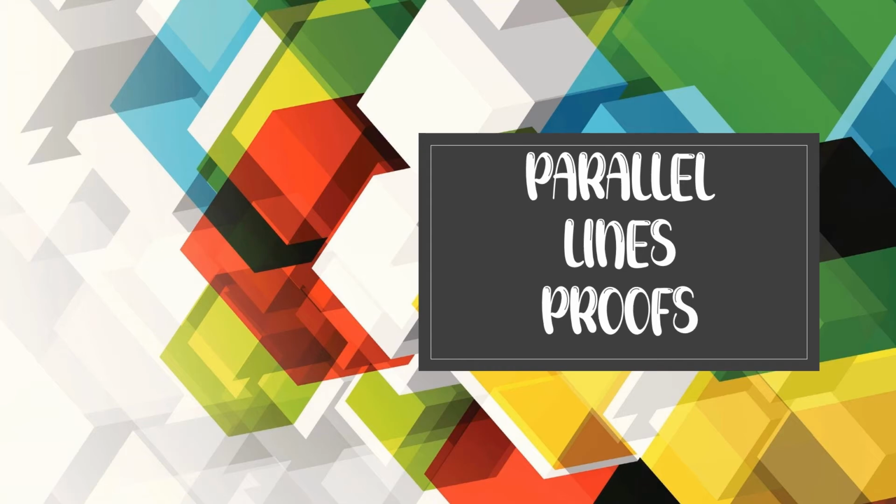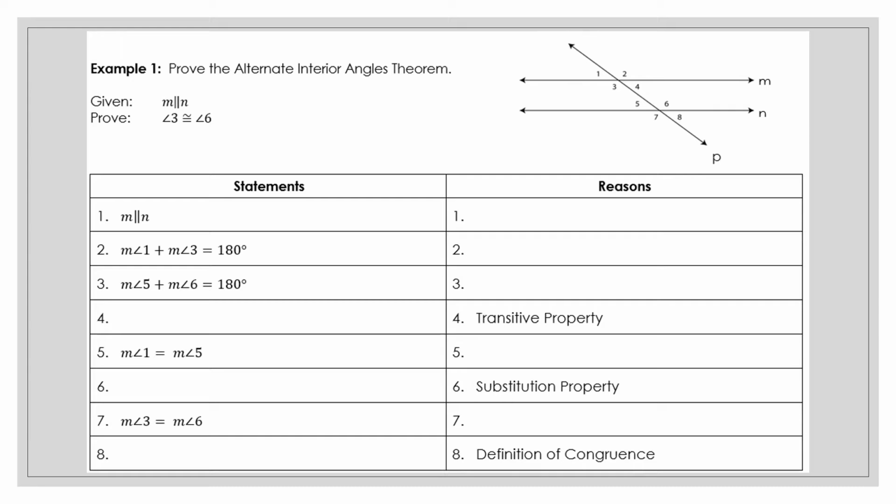Now it's time to look at parallel lines and proofs. We're going to look at some of the theorems that we had yesterday, and we're going to actually prove them. And then we're going to look at the converse of each of our theorems and talk about what we can conclude when we're looking at the converse.